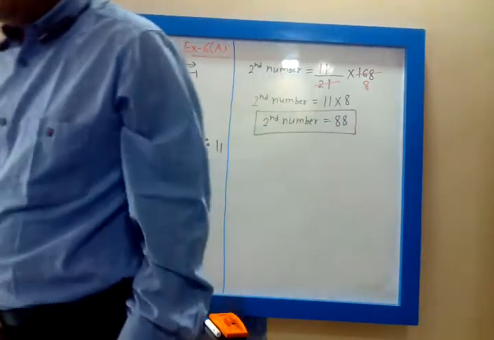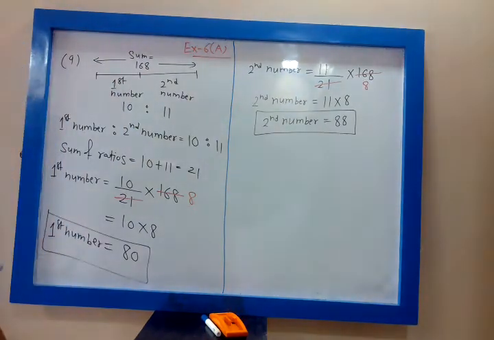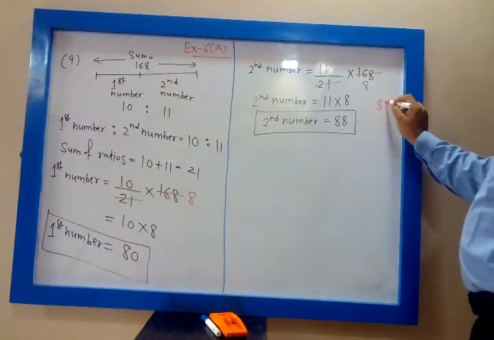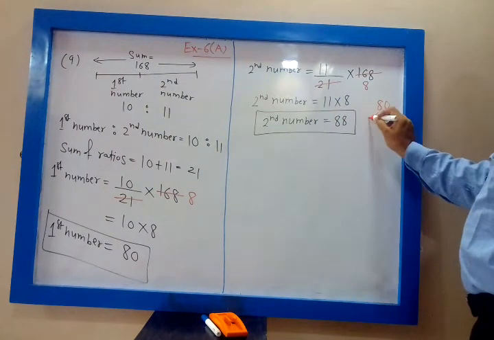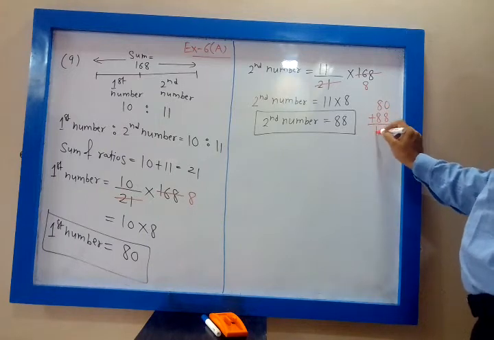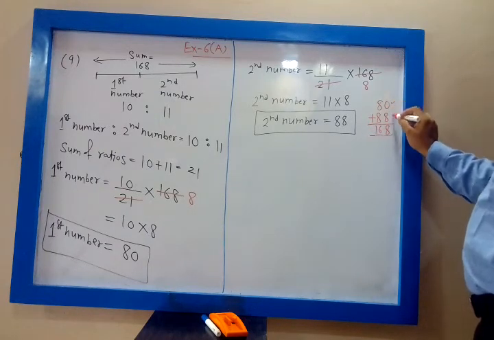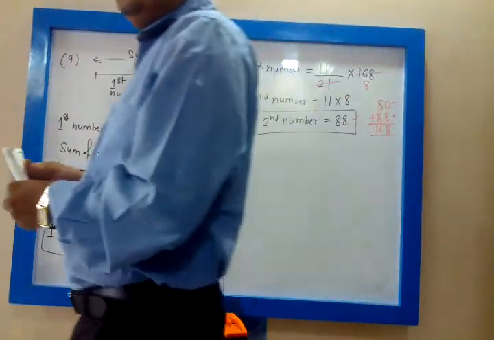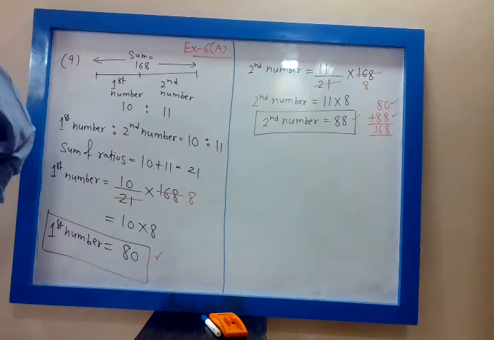Now whether your calculation is correct or not, you can check it. Add the first number and the second number. First number is 80, second number is 88. See, the total is 168. That means your calculation is correct. Are you following this?